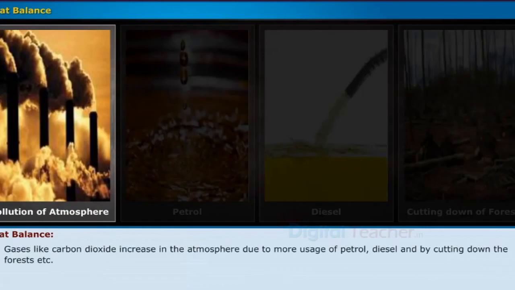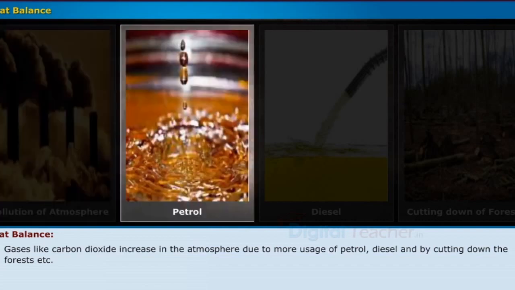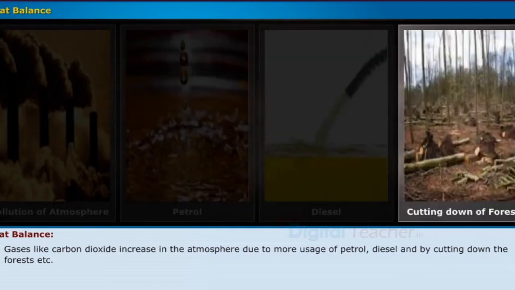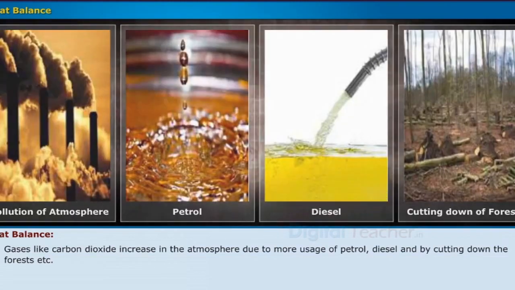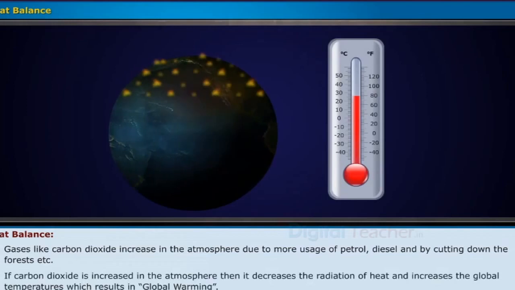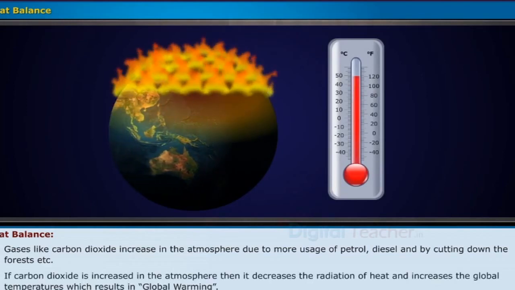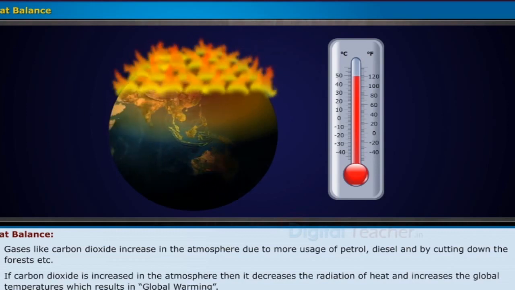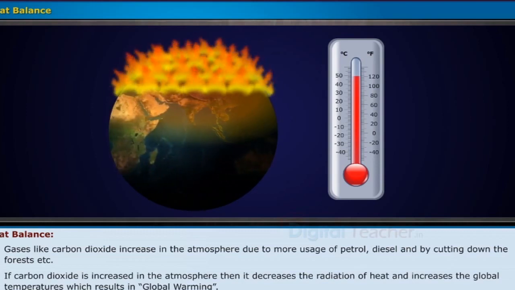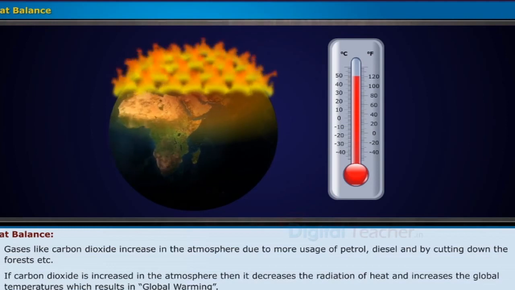Conversely, if the Earth receives less heat than the heat radiated by it, then it would get much cooler. Gases like carbon dioxide increase in the atmosphere due to more usage of petrol, diesel, and by cutting down the forests, etc. If carbon dioxide is increased in the atmosphere, then it decreases the radiation of heat and increases the global temperatures, which results in global warming.